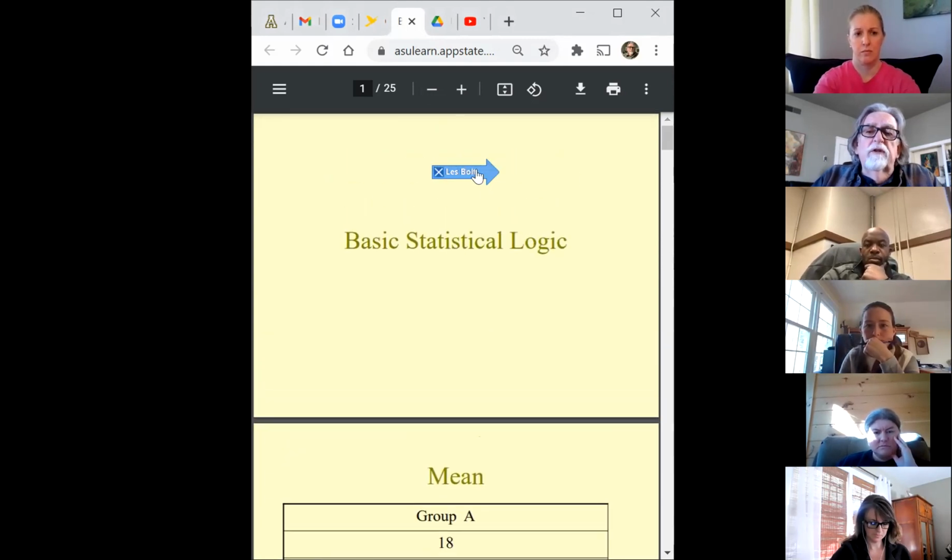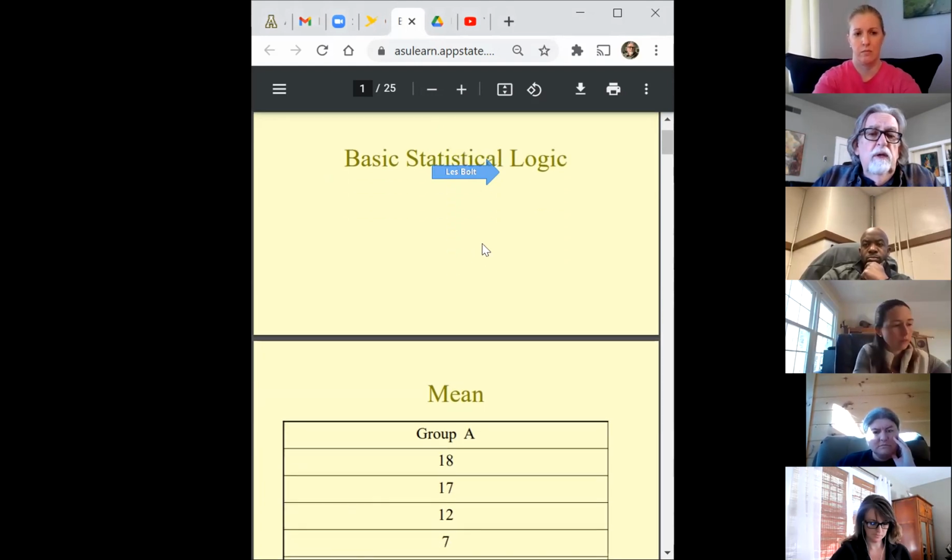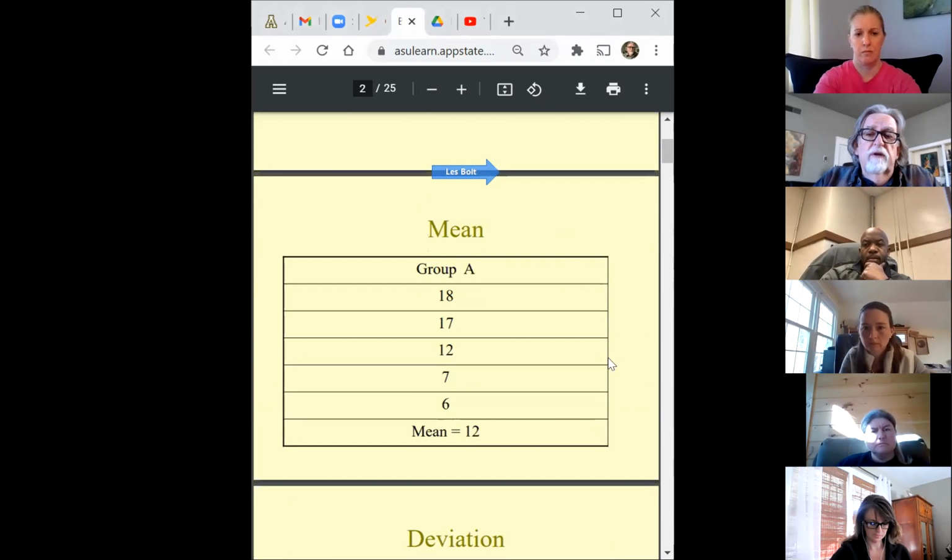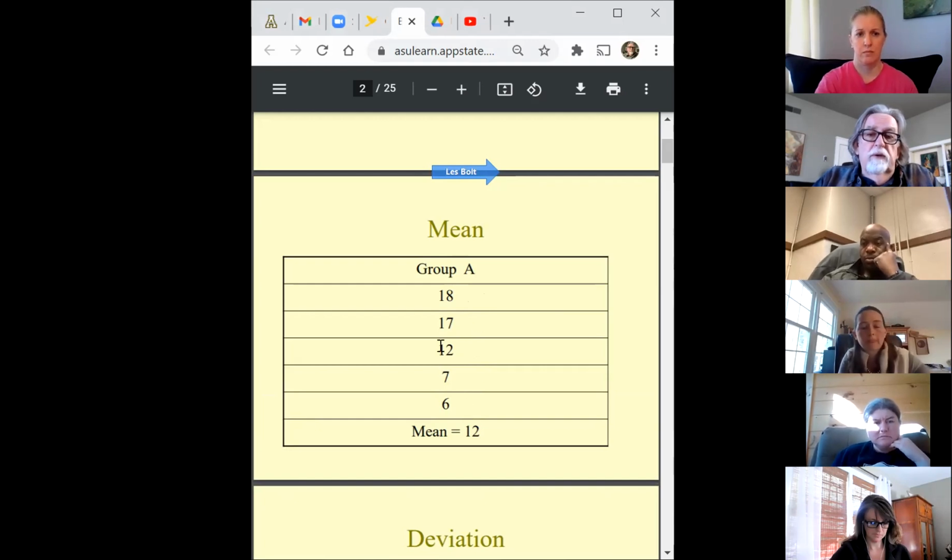And I just refer to this as basic statistical logic because it's just a simple math that goes behind all statistics. If we have a group of numbers, some numerical data, and in this data set I just have 5 numbers. That's all we need. Let's say the mean value is 12, and if you can do the math, add them up, divide by 5, the mean is 12.